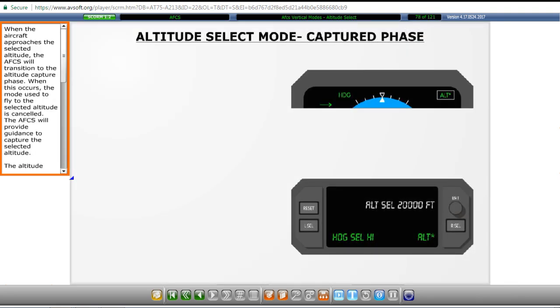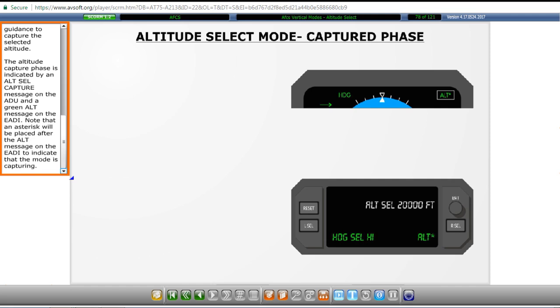When the aircraft approaches the selected altitude, the AFCS will transition to the altitude capture phase. When this occurs, the mode used to fly to the selected altitude is cancelled. The AFCS will provide guidance to capture the selected altitude. The altitude capture phase is indicated by an altitude select capture message on the ADU and a green altitude message on the EADI. Note that an asterisk will be placed after the altitude message on the EADI to indicate that the mode is capturing.